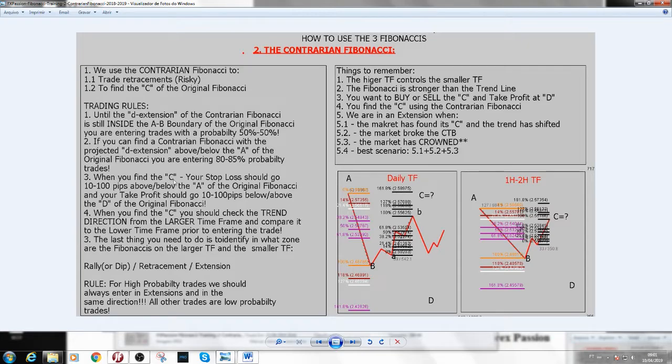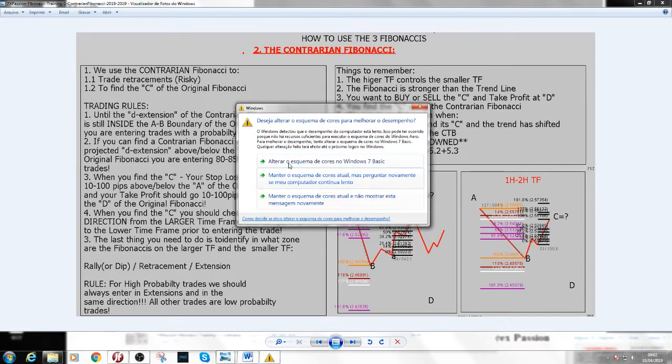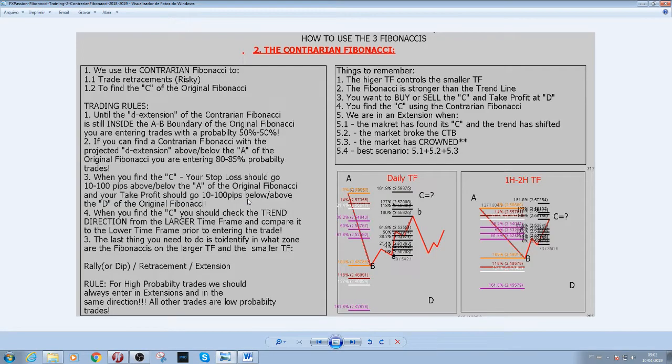When you find the C, your stop loss should go 10 to 100 pips, it depends on the time frame, above or below the A of the original Fibonacci, and your take profit should go 10 to 100 pips below or above the D of the original Fibonacci. Number 4, when you find the C, you should check the trend direction from the larger time frame and compare it to the lower time frame prior to entering the trade.